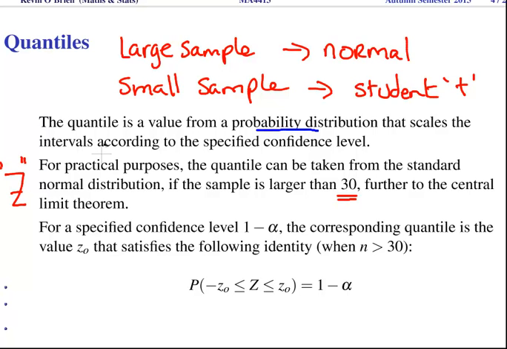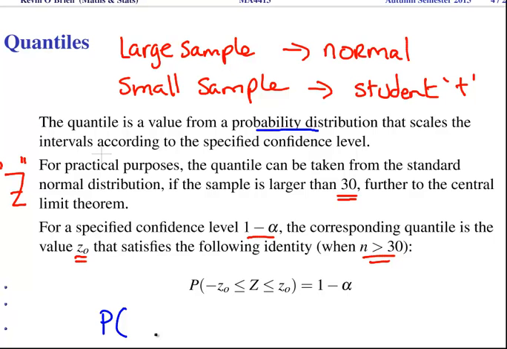Okay, so for a specified confidence level of 1 minus alpha, the corresponding quantile is the value z0 that satisfies the following identity, where n is greater than 30. Well, no, greater than 30. So, for example, I'll just give you one that you would commonly use.